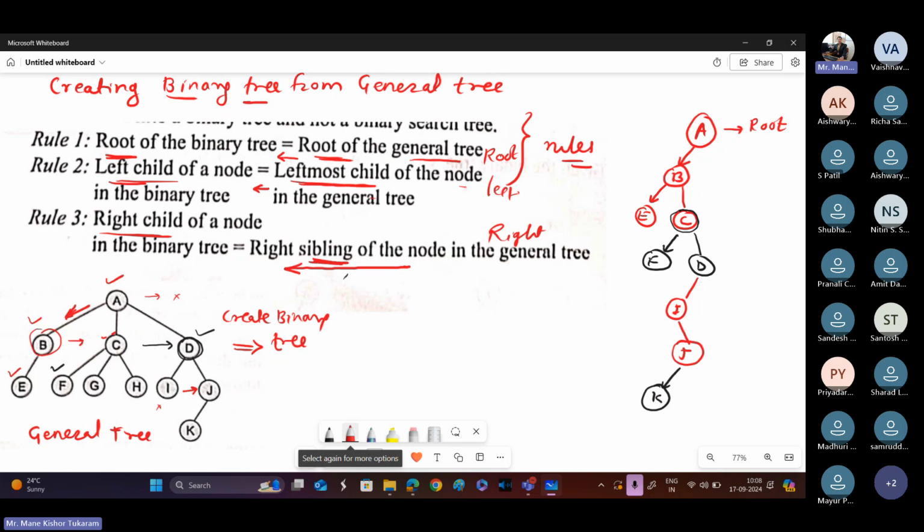So from A, it will come to the B, process next. Then from B it will come to the C. From C, it will go to the D. From D, it will go to the I. Then from I, it will process the J, and from J, it will process the K. Okay, so this is the particular sequence based on the right sibling.